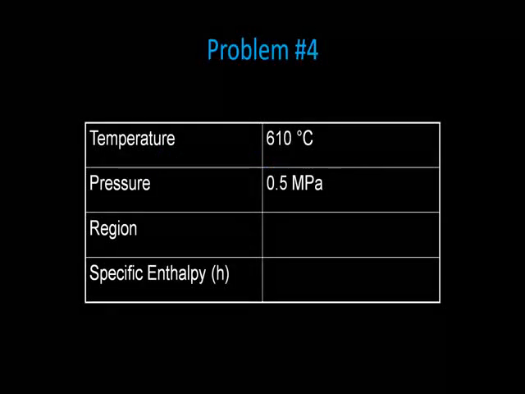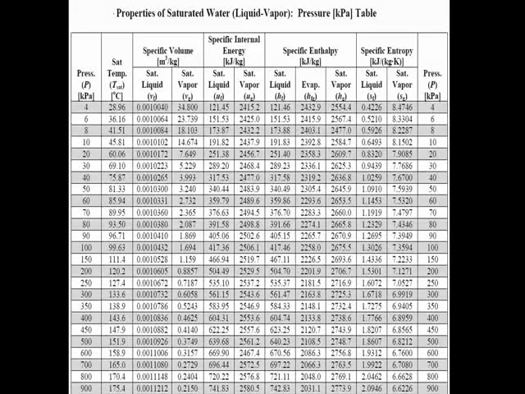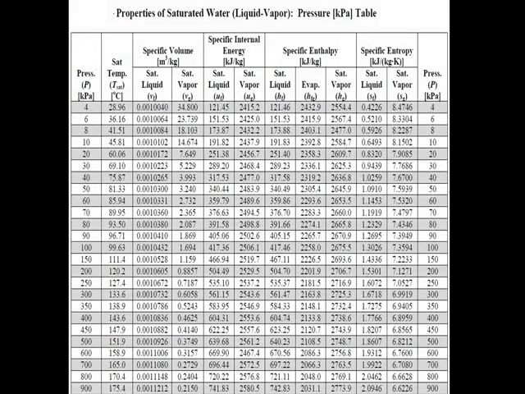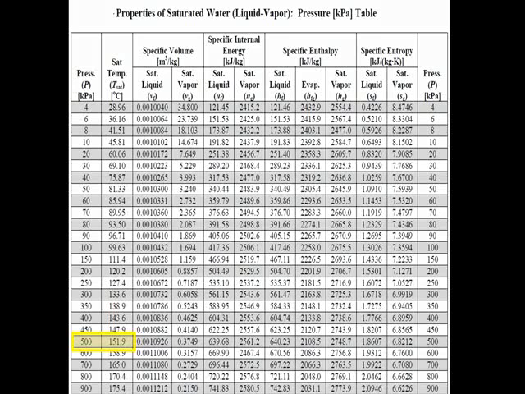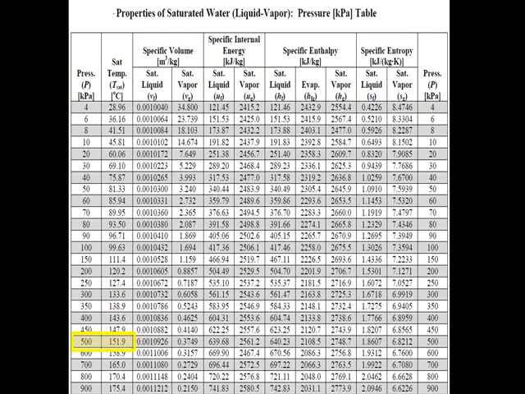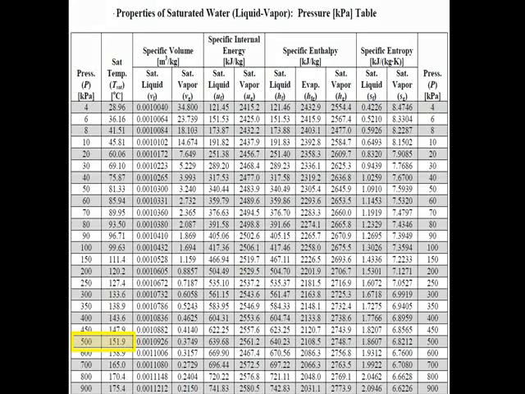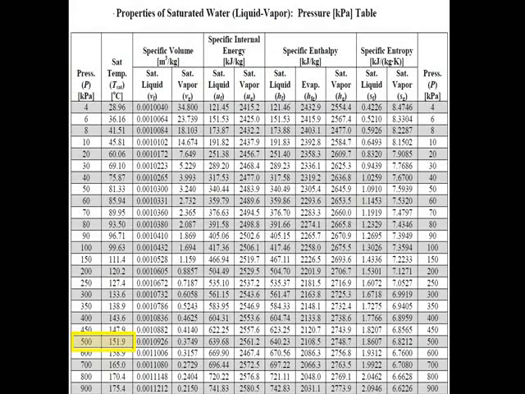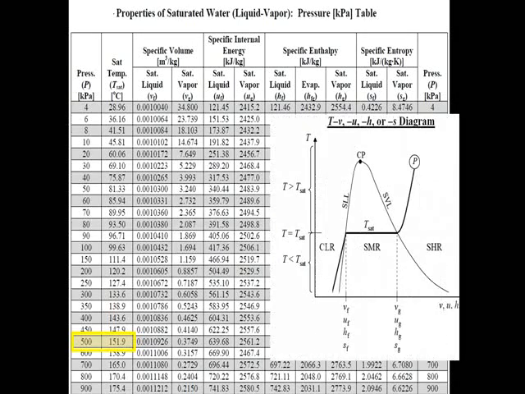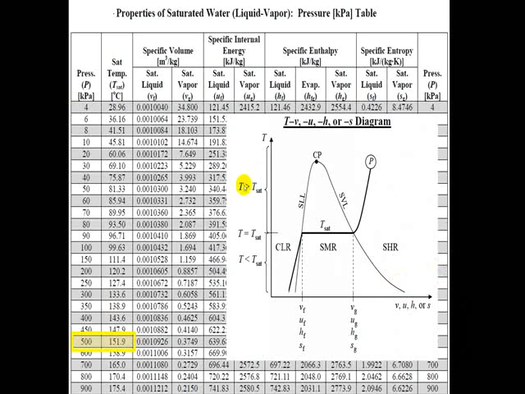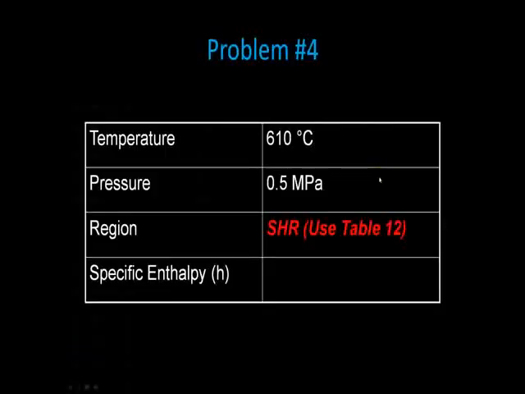So here we have a problem where we're given 610 degrees Celsius temperature and a pressure of 0.5 megapascals. So we go to our saturated mixture region table and look at pressure. At 500 kilopascals, we have a saturated temperature of 151.9. Well, 610 degrees Celsius is our current temperature, so that's well above our saturated temperature, so we know it's going to be superheated. Again, here's the chart. You can see if our temperature is greater than our saturated temperature, we're in that superheated region.